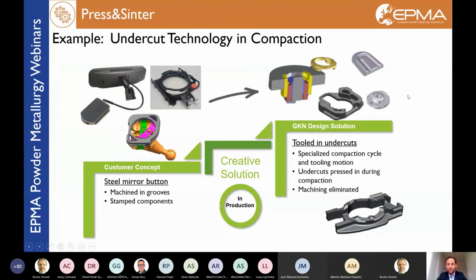This is a very nice example where we overcome the undercut limitation with the so-called mirror plates. They are used to attach the mirror onto the windscreen, and with a special tool concept, we were able here even to compact this with the undercut, and then it was extracted not to the upside but to the front side, and so we overcome this limitation as well.